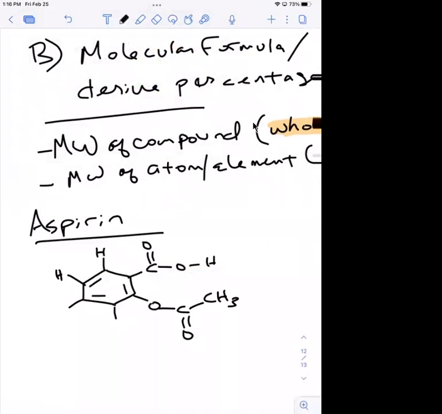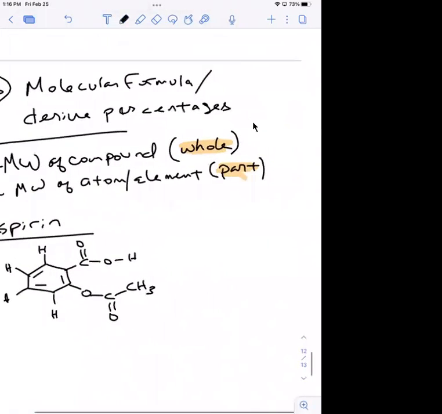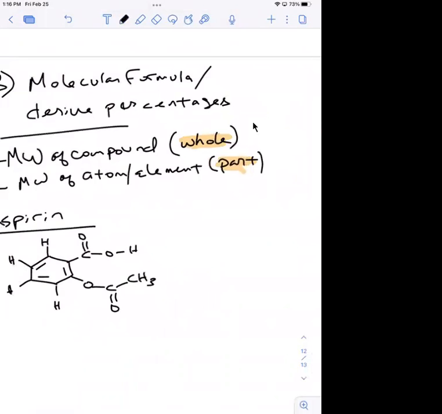That's H, H, H, and H. All right. So the formula for aspirin is C9, and you don't have to worry about drawing out the structure. I'm just doing that so I can show you all the atoms. H8, O4.